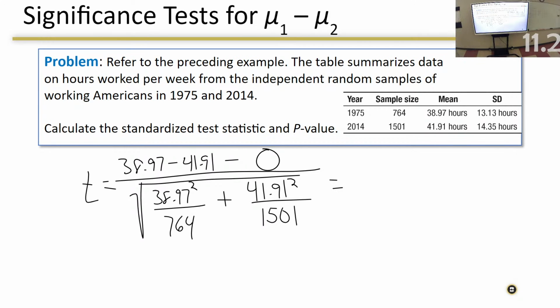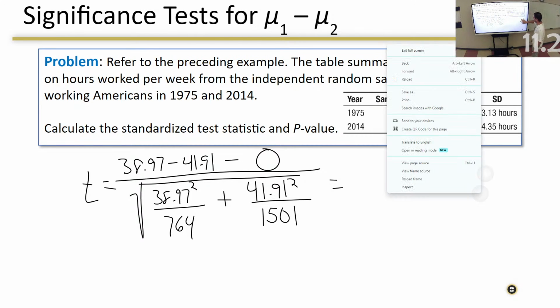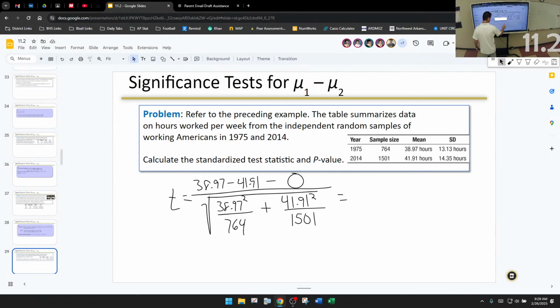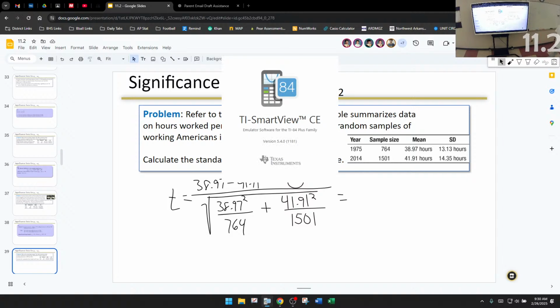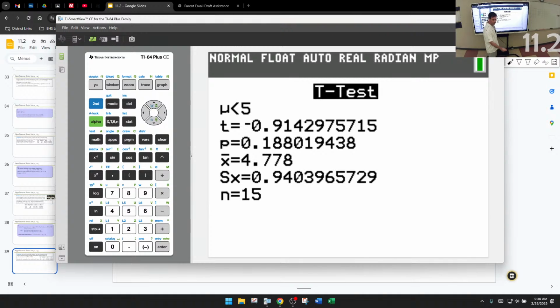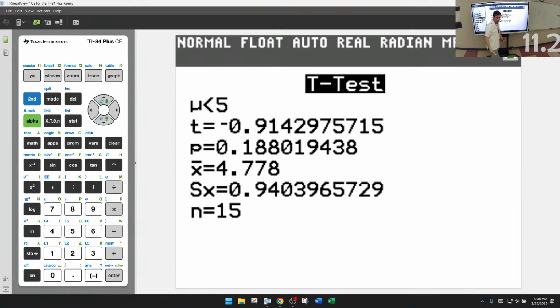Let my calculator do the work. Oh, shucks. I should have turned it on. Oh, please come on this screen. There it comes. Because mu1 minus mu2 is 0. I'm just putting the values in there.